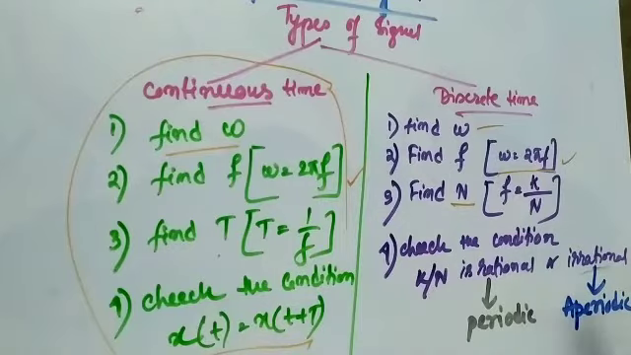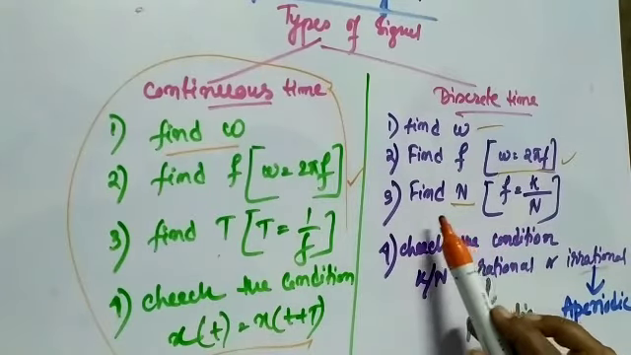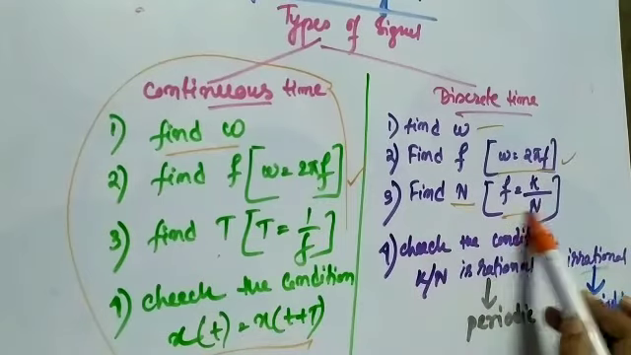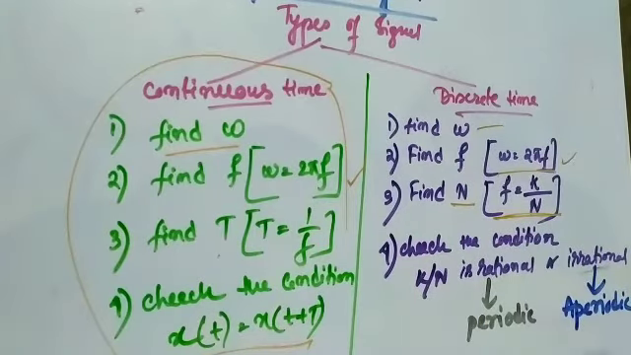In the example in the question you will find out how to calculate this, but you should know the formula first. So for calculating N, you should consider this formula. Then check the condition, that means the k by N value, whether it is rational or irrational.